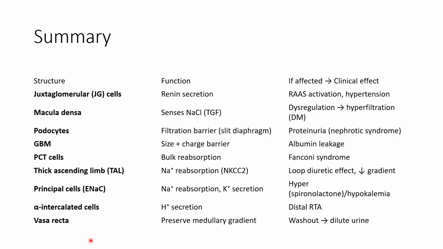Then vasa recta countercurrent exchange. It preserves medullary gradient. If the flow is too fast, they can cause washout of the gradient leading to dilute urine. So now just a final recap of all that we have discussed.